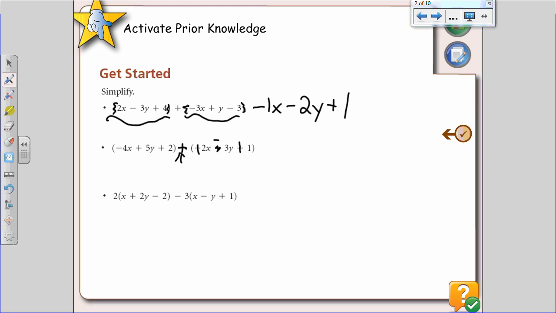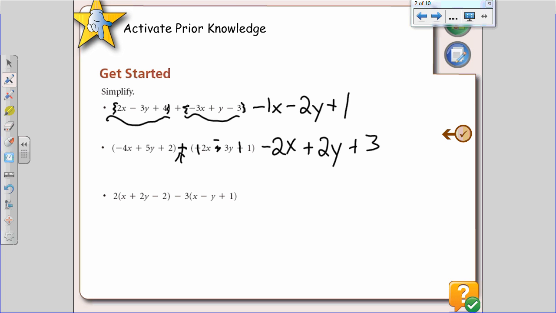Pretty easy. Okay. We've solved everything inside the brackets. We can get rid of those brackets, and now we combine like terms again. X's go with x's, y's go with y's, constants go with constants. Negative 4x plus 2x is negative 2x. Positive 5y minus 3y is positive 2y. 2 plus 1 is positive 3. Pretty easy.